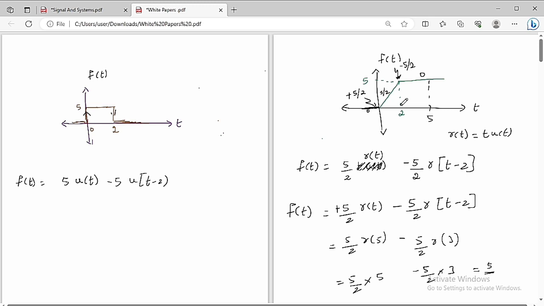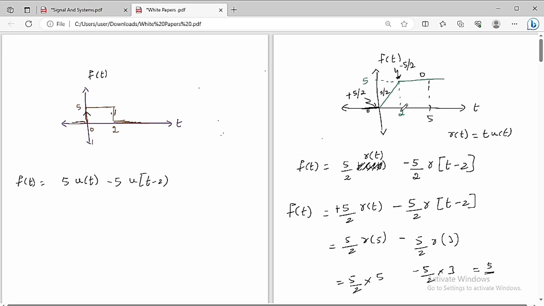So therefore we can say any signal which is made up of straight lines alone can be completely defined as the sum of a number of delayed R of t with suitable coefficients, where the delay of the R of t indicates the instant of time and the coefficient indicates the amount of change in slope required at the delay which is given to R of t.